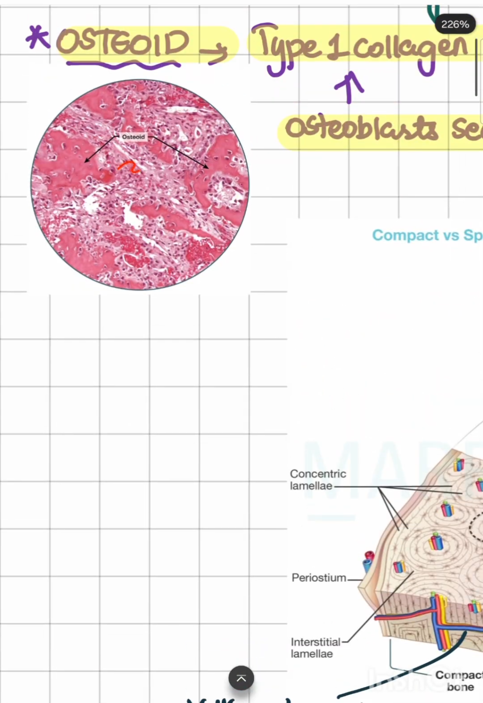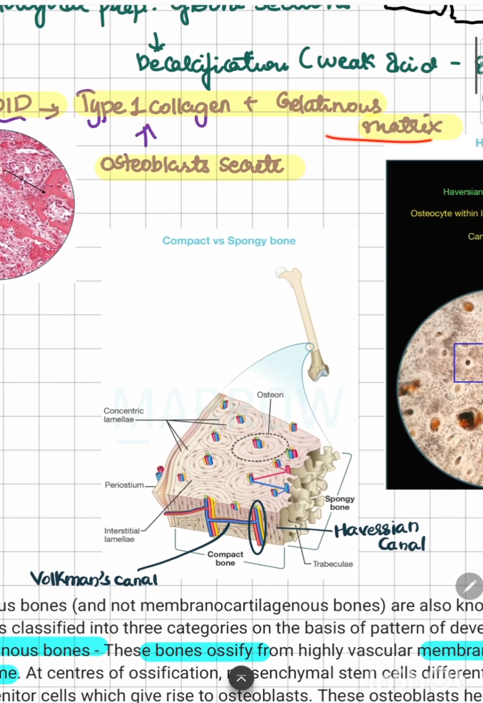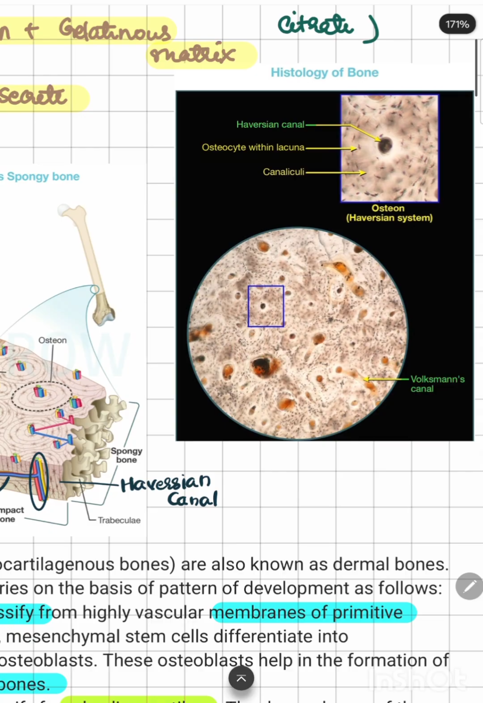I'll just zoom it in. So this pinkish thing is osteoid, which is mainly made up of type 1 collagen and some gelatinous matrix. And this type 1 collagen is secreted by osteoblasts. Okay, and this is a histological section of the bone.